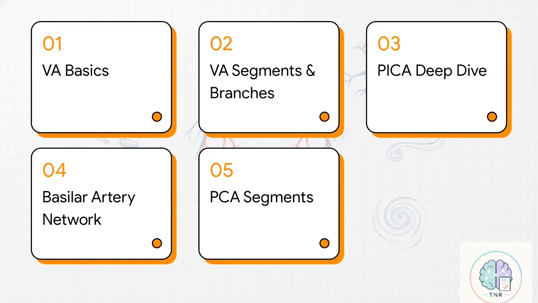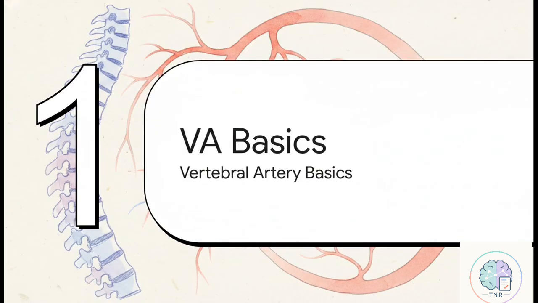Okay, here's our game plan. 1. Vertebral artery basics. 2. VA segments and branches. 3. A deep dive into the PICA. 4. The basilar artery network. And 5. Posterior cerebral artery segments. Let's get into it. Section 1.